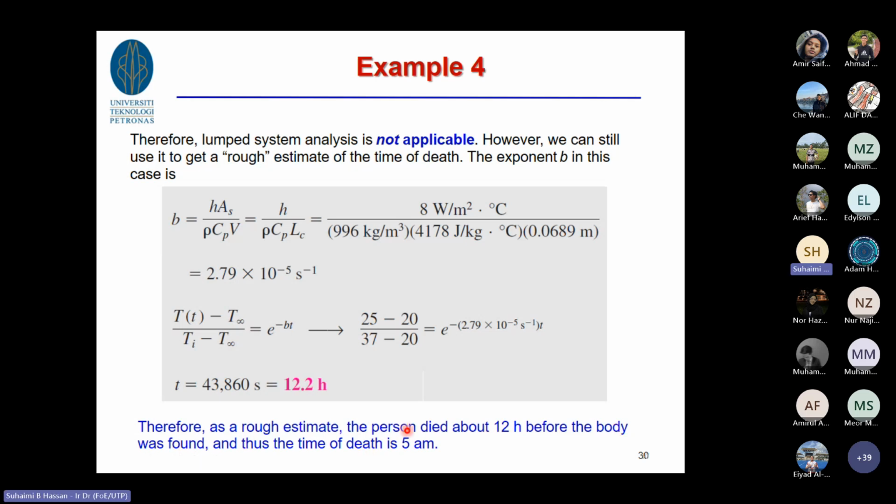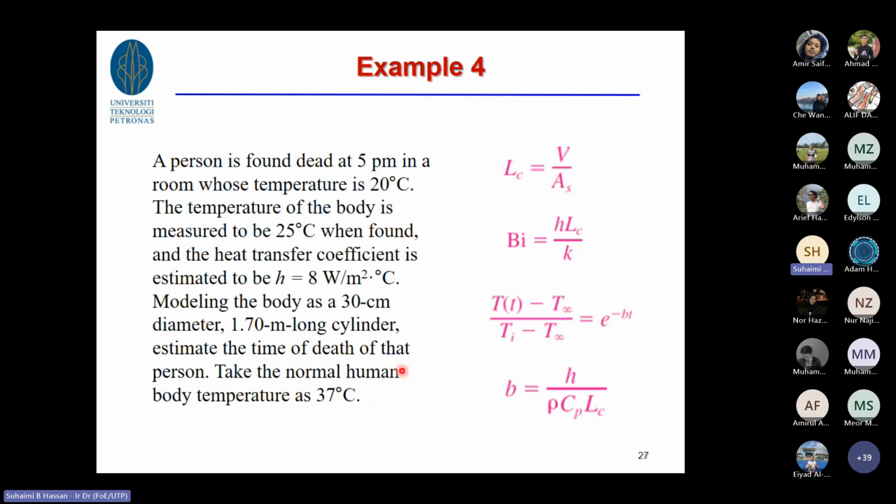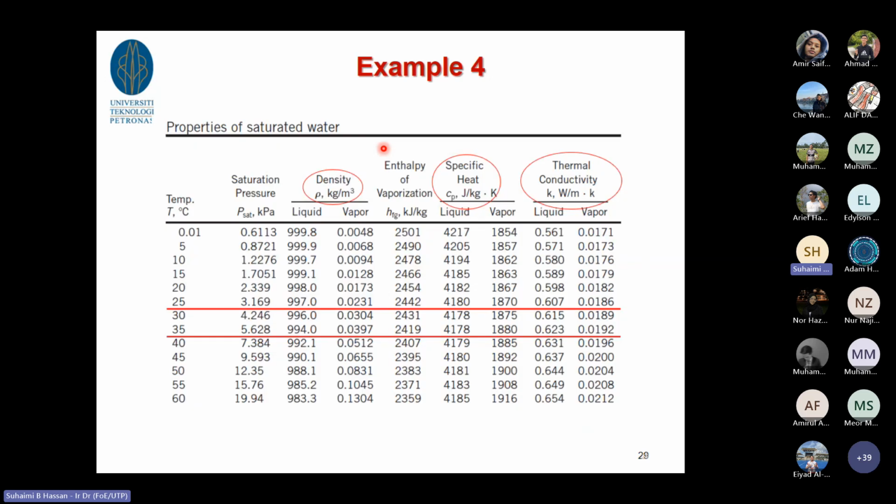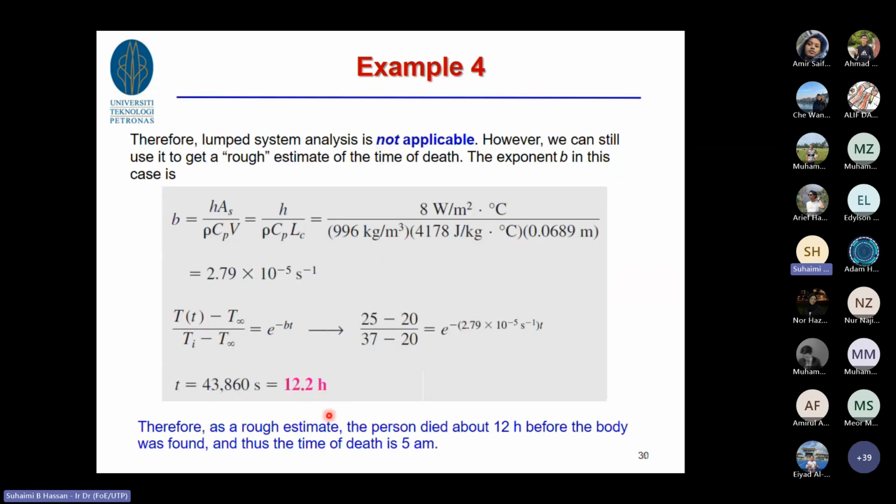They found the body at 5 p.m. When you calculate the time, that means 12 hours before that. They got t 12.2, so we need to say 12 hours before. It is a rough estimate that the person died about 12 hours before the body was found. The dead body is found at 5 p.m., so you minus 12.2 hours, and roughly it's about 5 a.m.